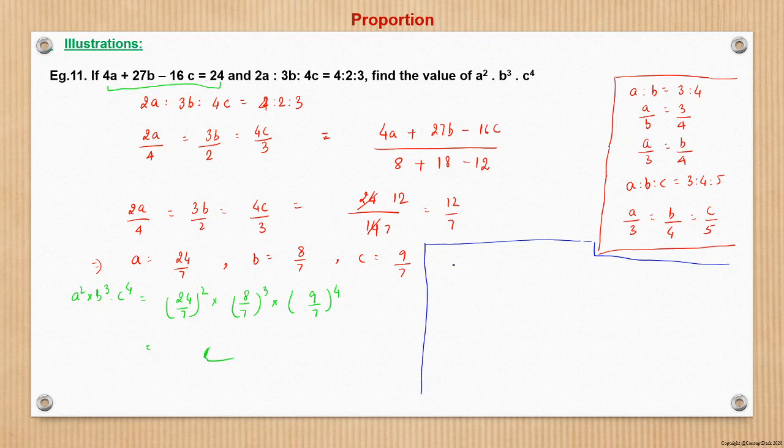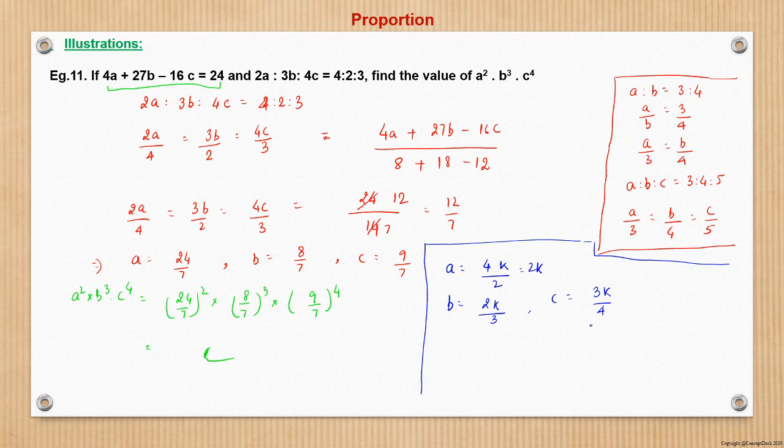What we could have written is, suppose this ratio is equal to k. So a is 4k upon 2, which is 2k, b is equal to 2k by 3, and c is equal to 3k by 4.